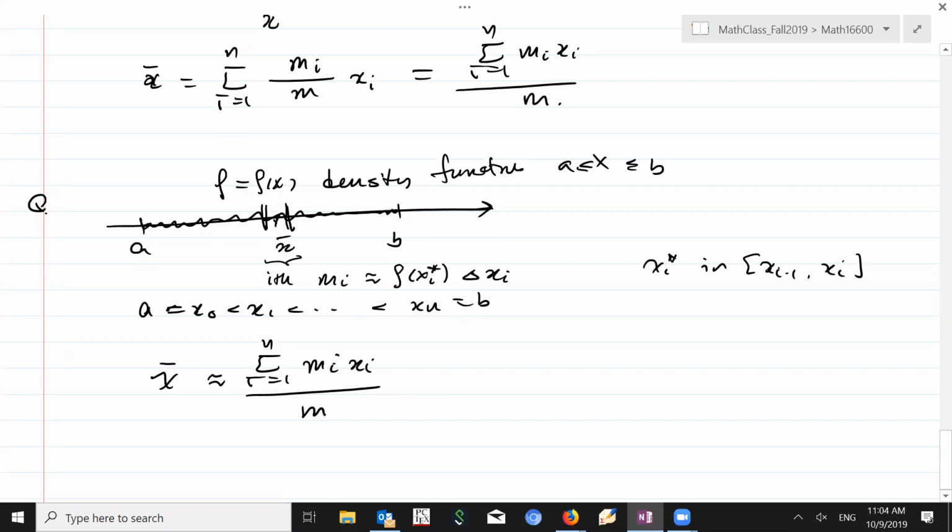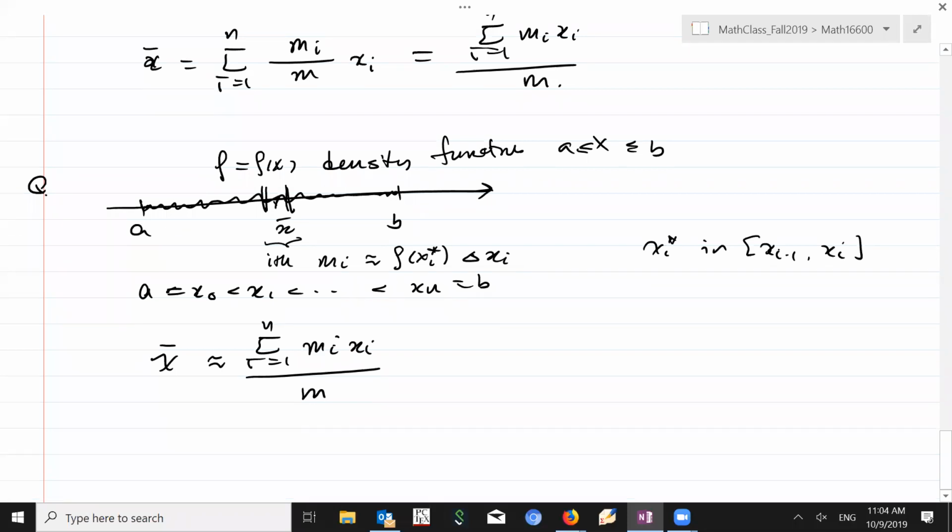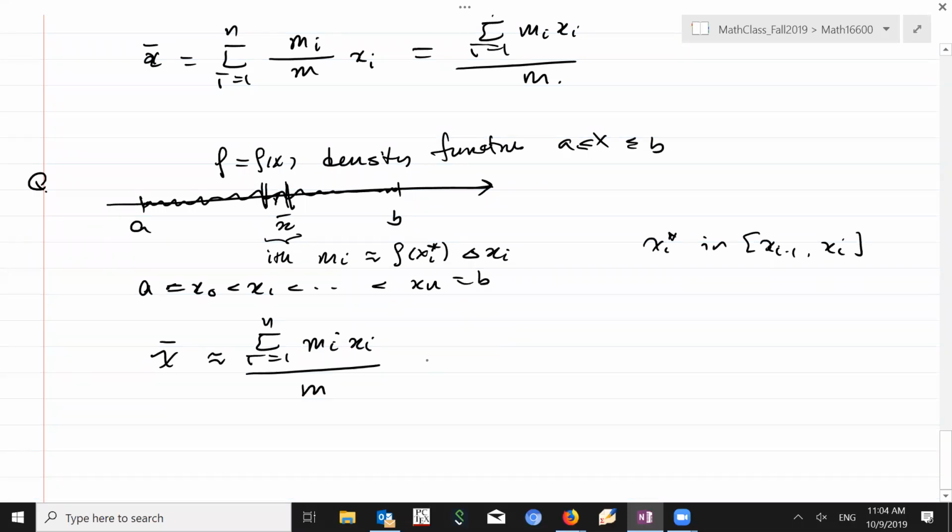You're given the continuous density function, but you view this material as a rod consisting of n pieces, n points. At each point, each point has mass mi. So you plug them into the formula. So let's see, what do we get?